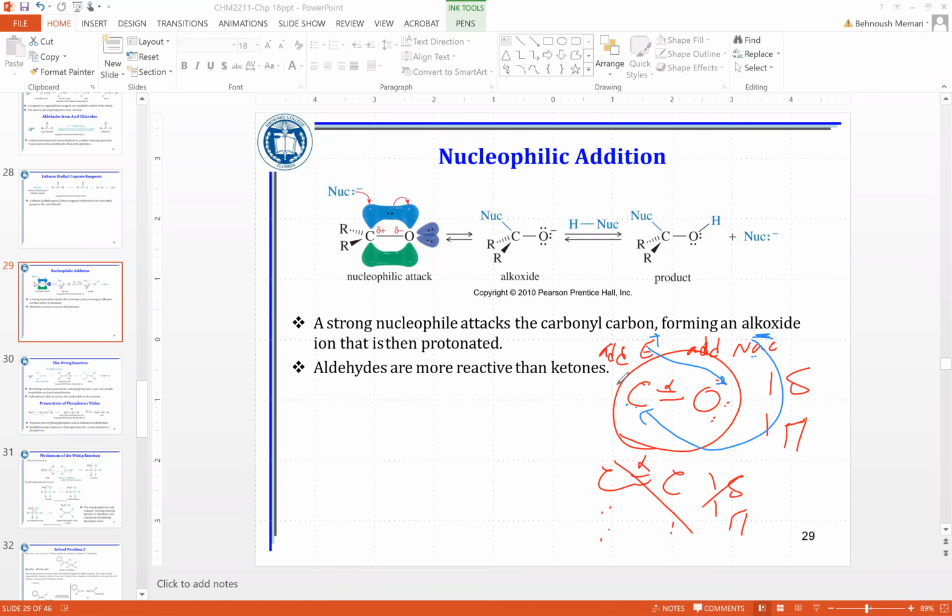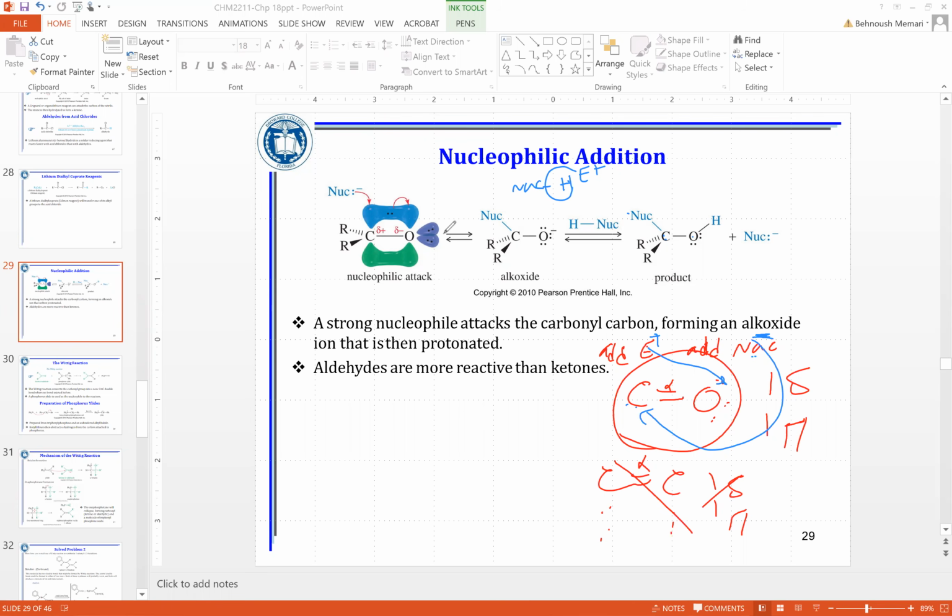So if you're adding a nuc-H, meaning a nucleophile, then the electrophile would add to the oxygen and the nucleophile would add to the carbon, because the bond is a polar bond. Now, which one is going to come in first?